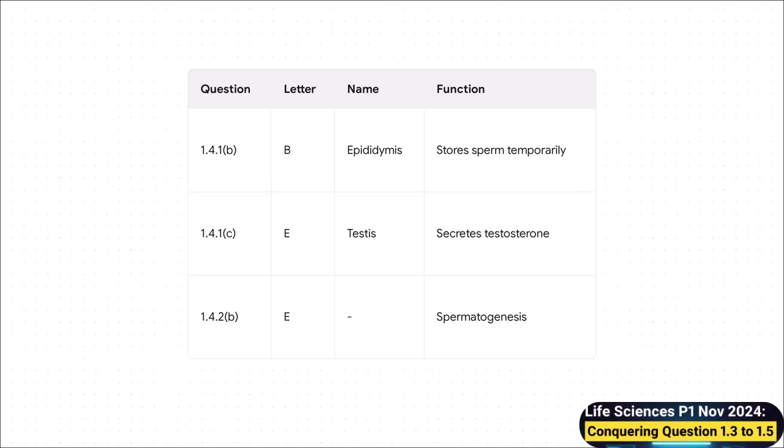And here's what the examiner is looking for straight from the marking guide. Look at question 1.4.1. They wanted the letter and the name for a full 2 marks. So B is the epididymis, which stores sperm. E is the testis, which secretes testosterone. It's all about being precise.